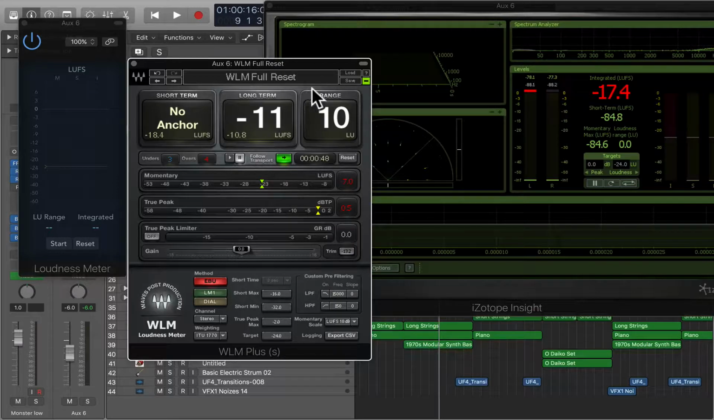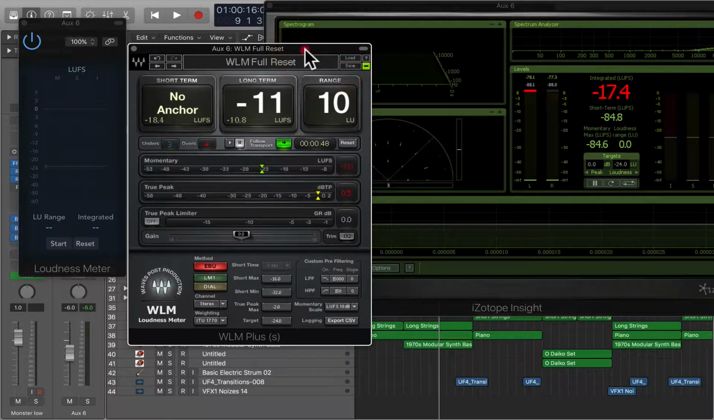And LUFS and LKFS use this crazy mathematical weighting to measure audio in the way that the human ear perceives audio, which RMS doesn't, you can hit the same number, but one can be way louder than the other. So how is this used?